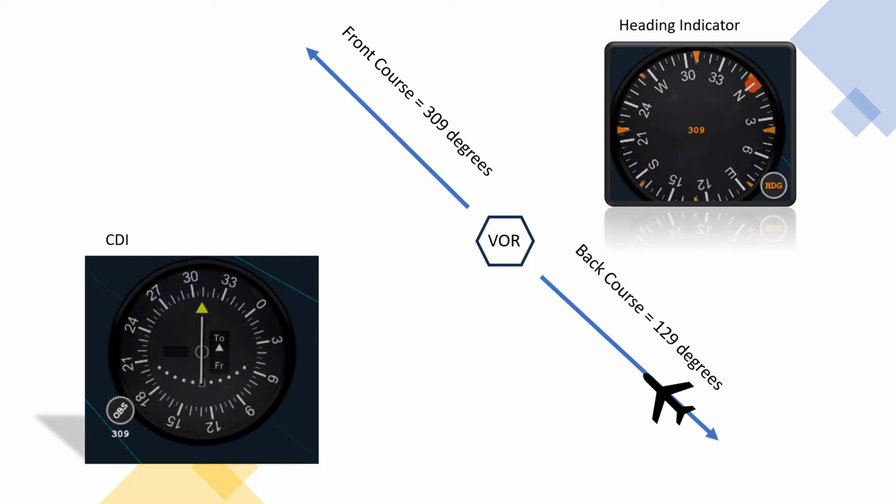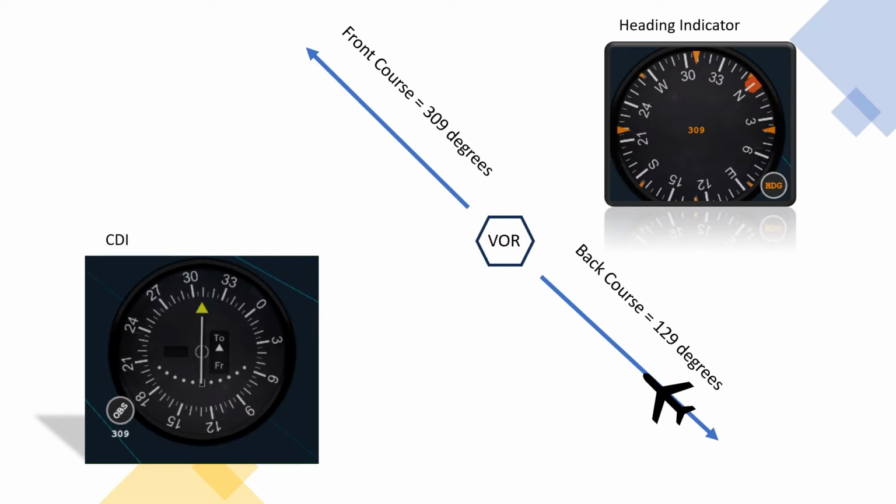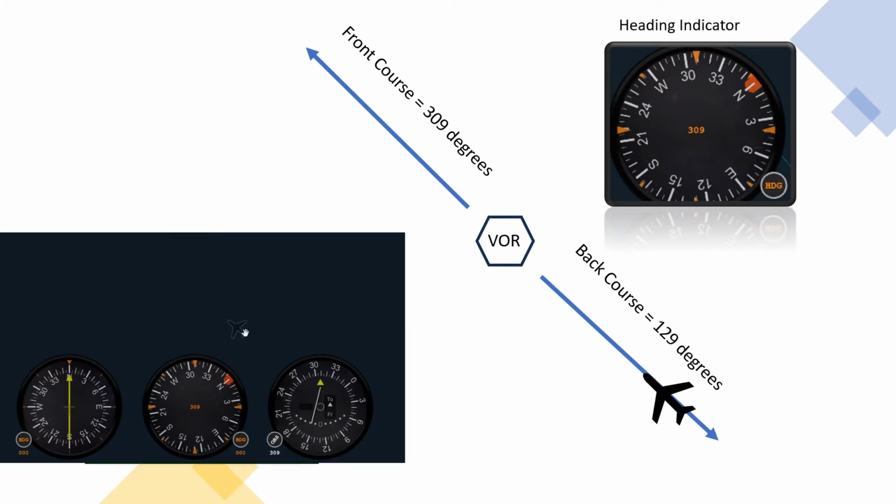Since we are flying a heading of 309 degrees, that would be our front course. The back course would be the 180-degree reciprocal of 309, which is 129 degrees. Our OBS knob is turned to a heading of 309 degrees, which is our intended course.